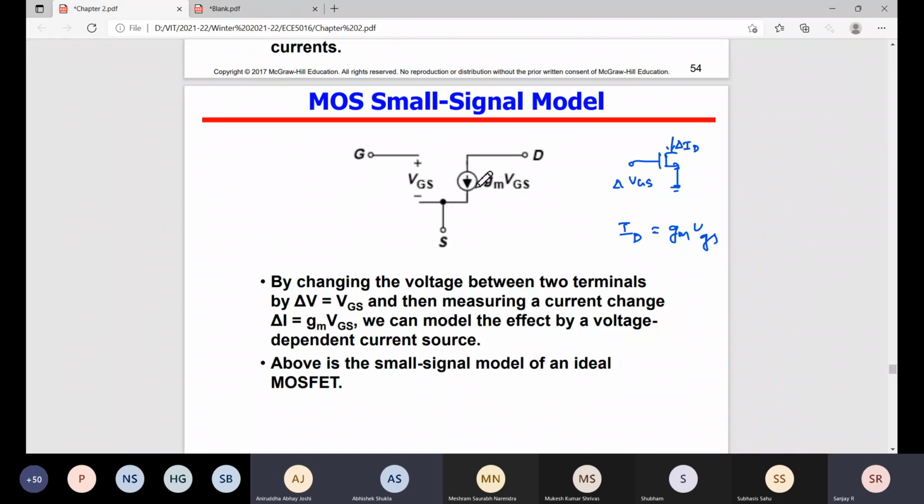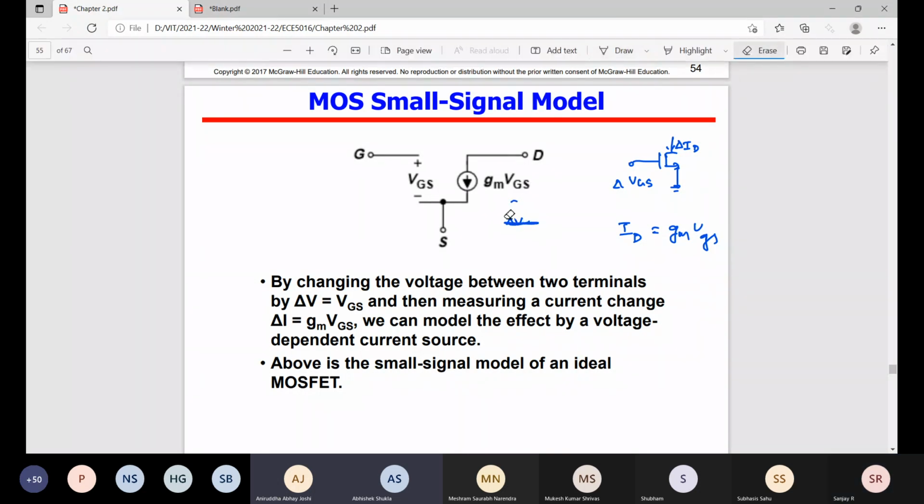So I can write i_d equals gm into v_gs. I hope you understand. v_gs means don't think of it like capital; it is a small signal. You can think of it like del VGS. Small v, small g. It's not a DC. That's what I want to convey.